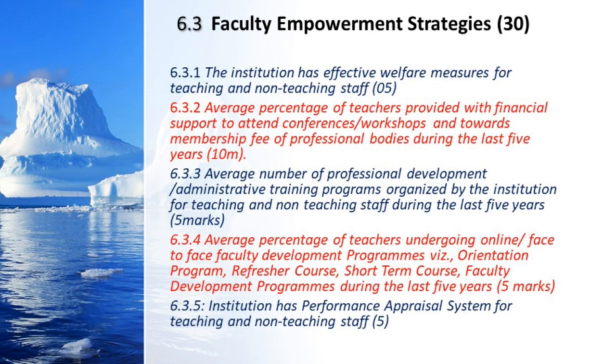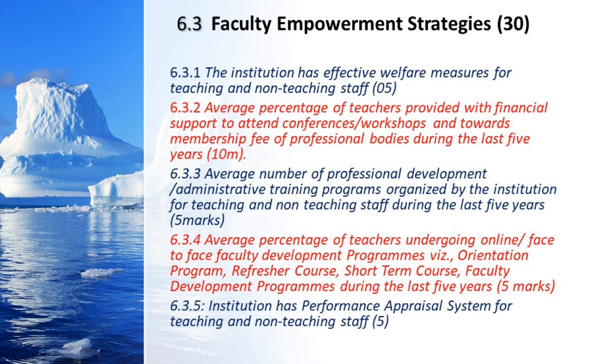In this criteria, 6.3 plays a very big weightage, primarily because it carries 30 marks. And there are 5 metrics that count this. 6.3.1, which talks about welfare measures for the teaching and the non-teaching staff. 6.3.2, which talks about average percentage of teachers provided with financial support to attend conferences, workshops, towards membership fee and professional bodies during the last 5 years. 6.3.3, which talks about average number of professional development and administrative training programs organized by the institution for teaching and non-teaching staff.